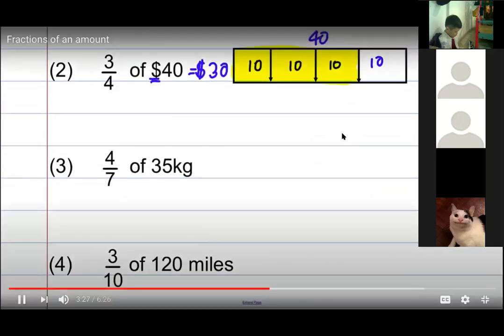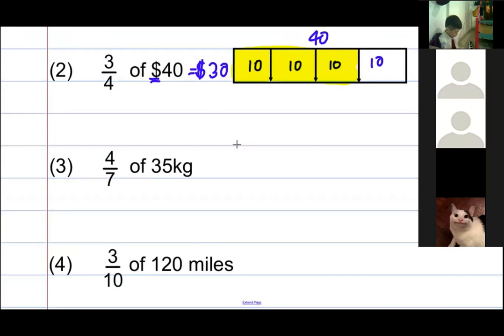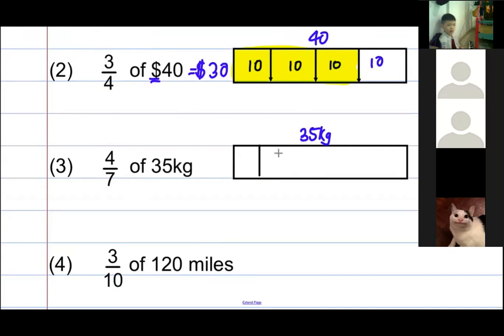4/7 of 35 kilograms. Again, we have units. So let's draw out our box. Now, we don't have to be exactly accurate with sevenths here, because it's more difficult to draw sevenths than quarters, but we're going to split our box. Our box, obviously, represents 35 kilograms in total. So we're going to split our box into sevenths. So approximately, it doesn't have to be exactly right.